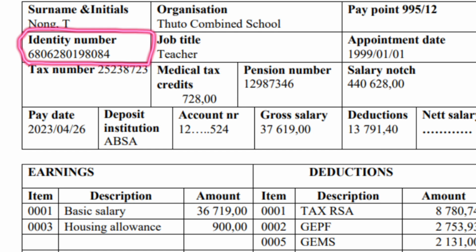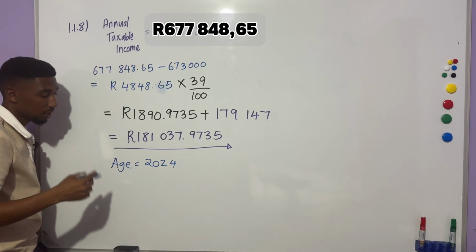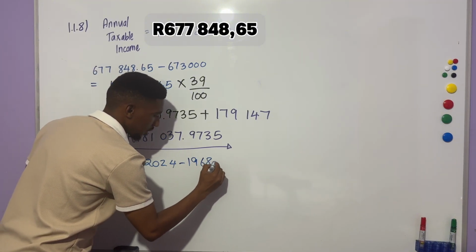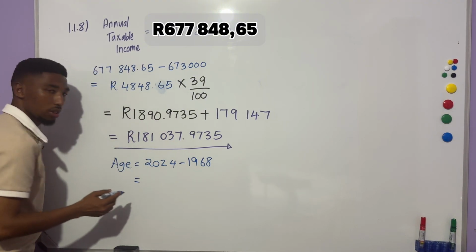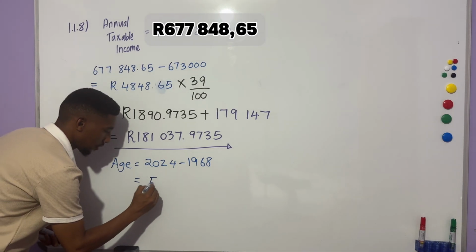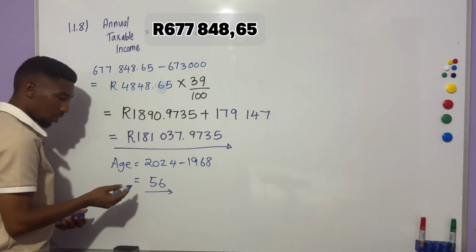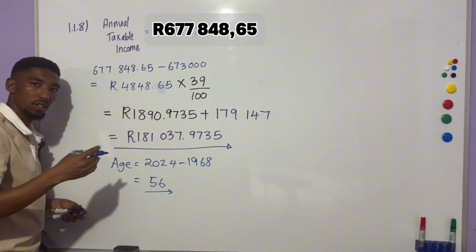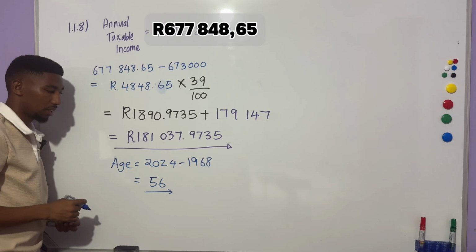Ms. Nong, we're going to take 2024, which is the year that this was applied. You need to read carefully. And we subtract 1968 to find the age, and we get the age of 56. So Ms. Nong is 56 years old. So Ms. Nong only qualifies for the first tax rebate.